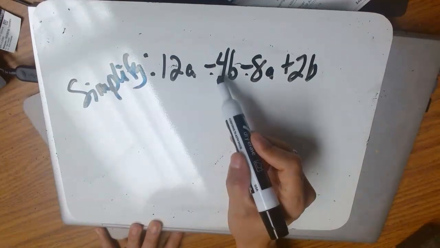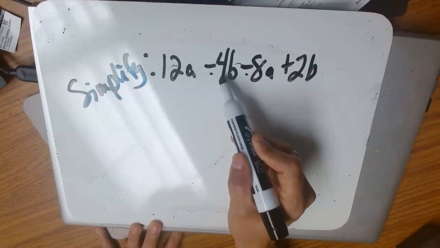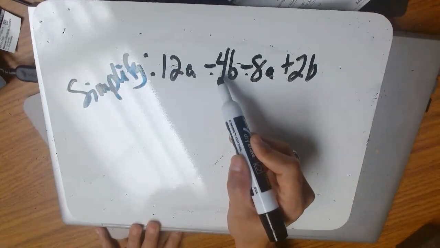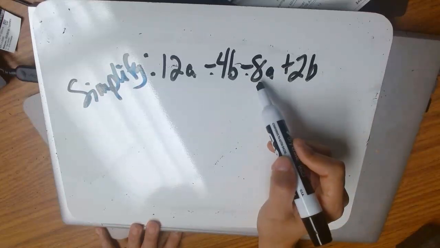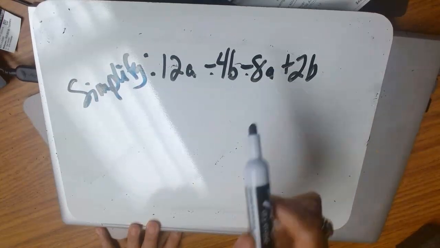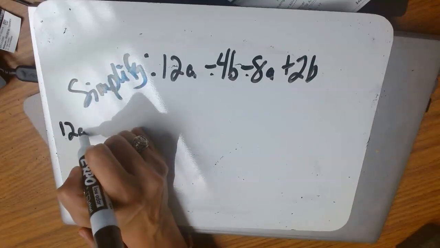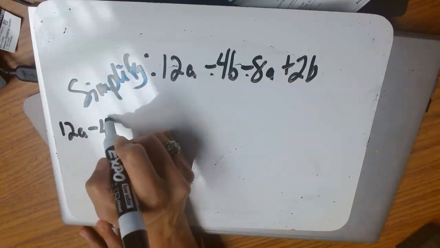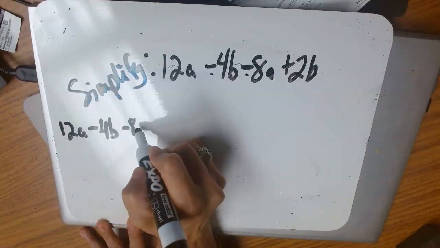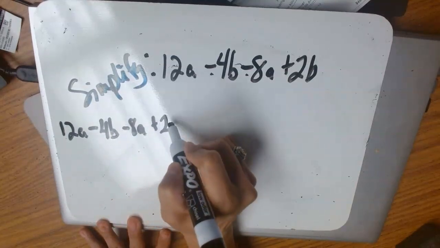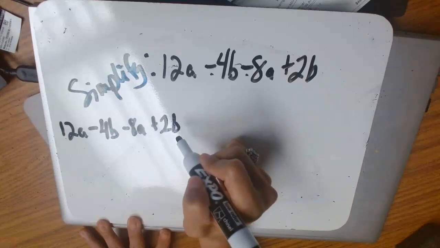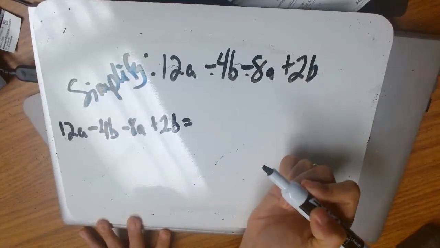That doesn't mean that this 4 is going to be a positive 4. No, we've got to remember to keep that as a negative 4, just like we have to remember to keep that as a negative 8. So how would you write it? You would write it like this. Okay, here we go. This is how you write it.